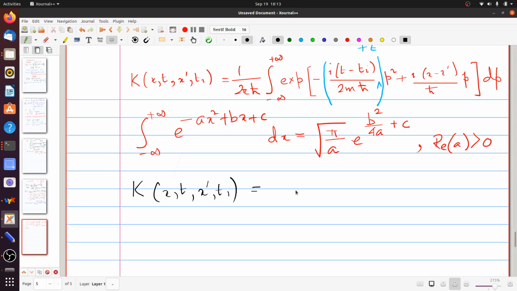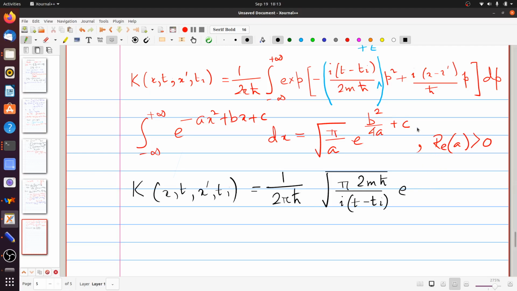After you do the substitution, you will have a 1 by 2 pi h cross, which was outside. Then you will have a root over pi by a. So you will have a = i(t minus ti) downstairs, a 2m h cross upstairs. I'm assuming that I've already done the calculation and then put epsilon to 0, so I can't see the trace of epsilon any longer in this expression. And then we have an exponential of b squared.